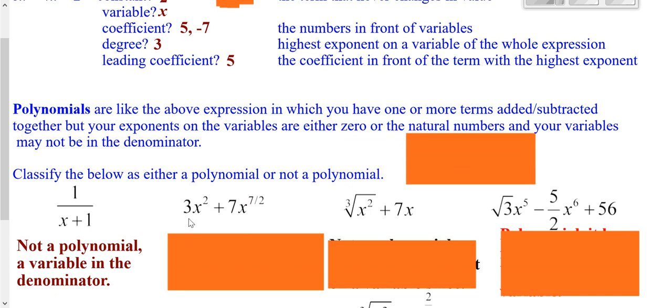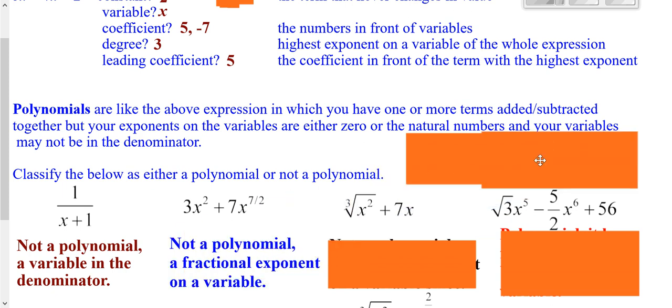When you look at the next one, it is not a polynomial because your exponents on the variables have to be positive whole numbers, and we have a fractional exponent here. If you had a fractional exponent on one of your coefficients, meaning once again those numbers in front, it would not make a difference. It has to be positive whole numbers only on those variables for your exponents.